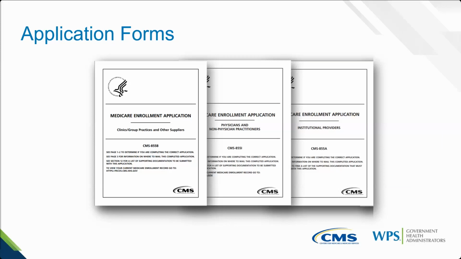They will set up the 855B. That will set up the group PTAN. Additionally, they will need to do a CMS 855I for any members that will be reassigning their benefits to that group. Now that 855I is used for those reassignments, but it's also used for any OTs or PTs that are in private practice. So again, those sole proprietor or sole owner scenarios, they will fill out that CMS 855I.